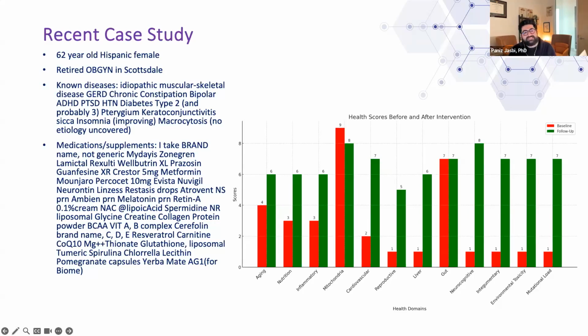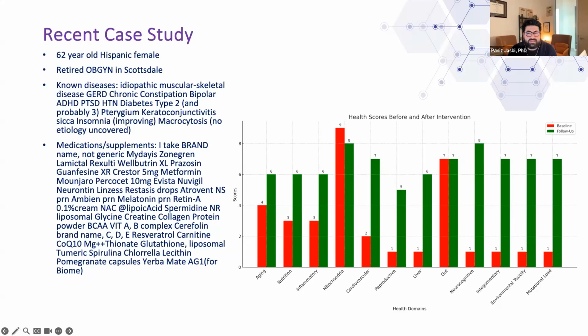So we can see that in this individual, we had significant improvements at retest. At baseline, all of her scores, with the exception of 3 of them, were all poor. Very low nutrition score, very low inflammatory score, very low cardiovascular, reproductive, liver scores, terrible. Neurocognitive scores down through mutational load, all very poor scores. She had 3 scores that were okay.